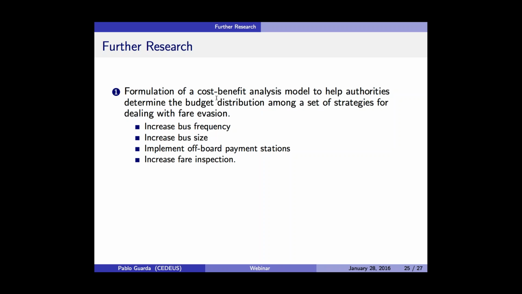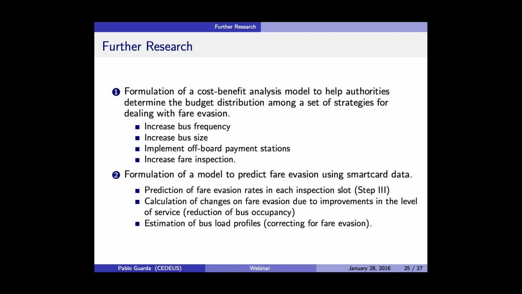Increasing the bus size, again, reduces the bus occupancy. Implementing off-board payment stations has the same effect. And increased fare inspection, that we show in this model, could be very effective to decrease fare evasion, even if fare evaders are not given a fine.